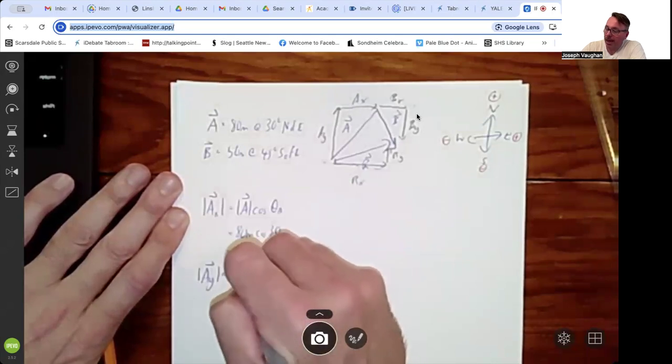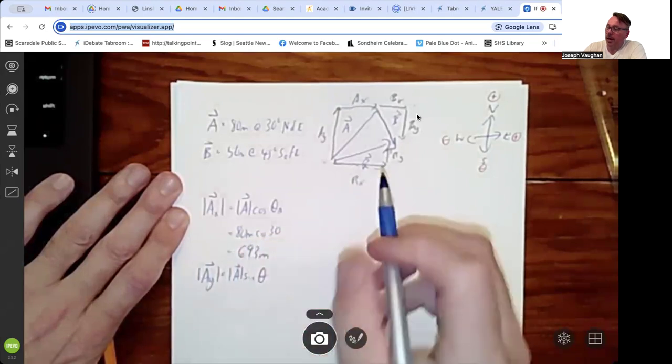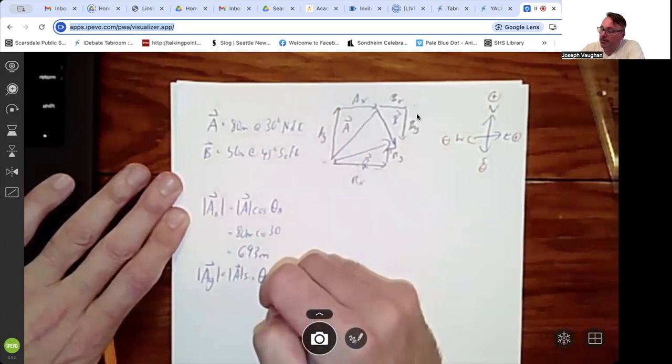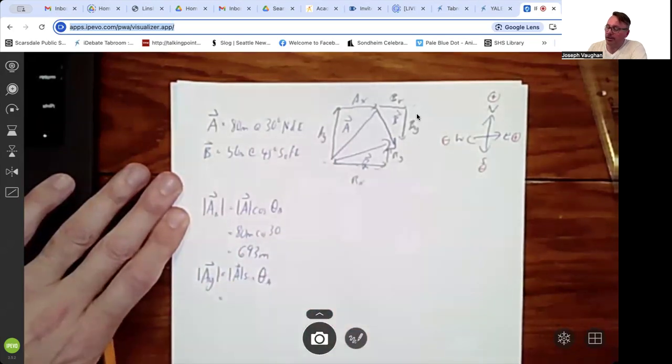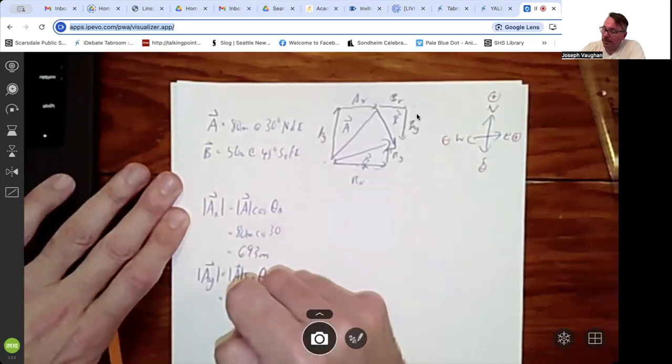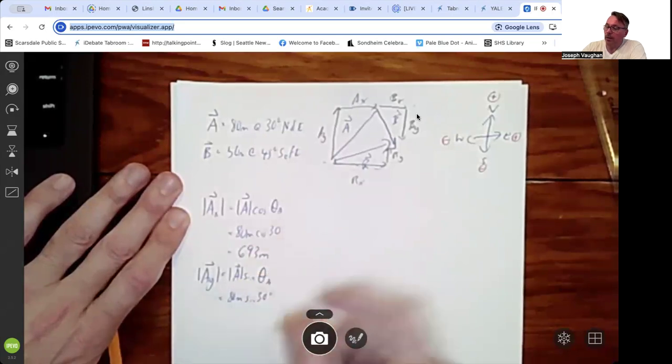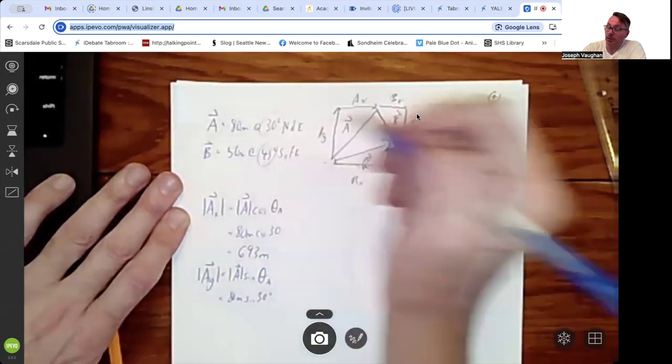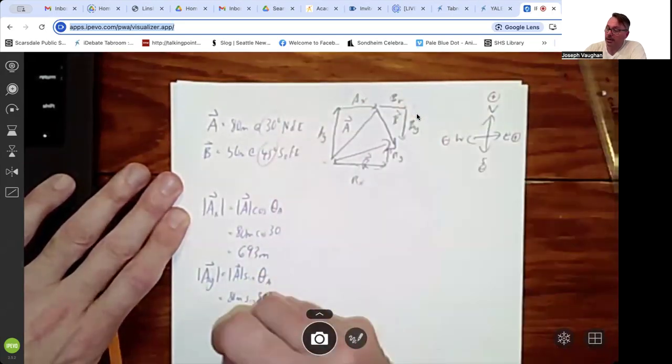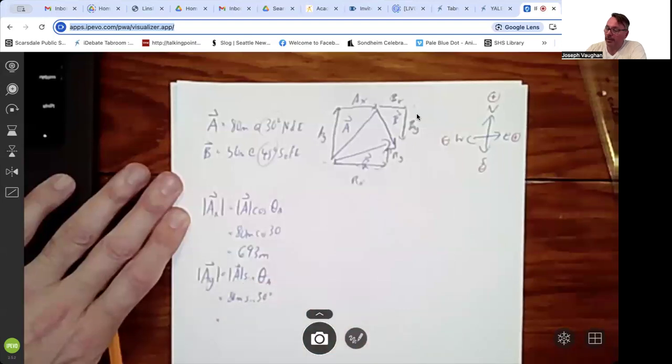AY is magnitude of A, sine, since AY is on the opposite side. Wow, total brain blip there. When the angle is drawn as a reference angle. And so that's 80 meters sine of 30, right? Because remember, this is always going to be the reference angle unless otherwise stated. That's why the Y component is on the opposite side in this case, and that's 40 meters.